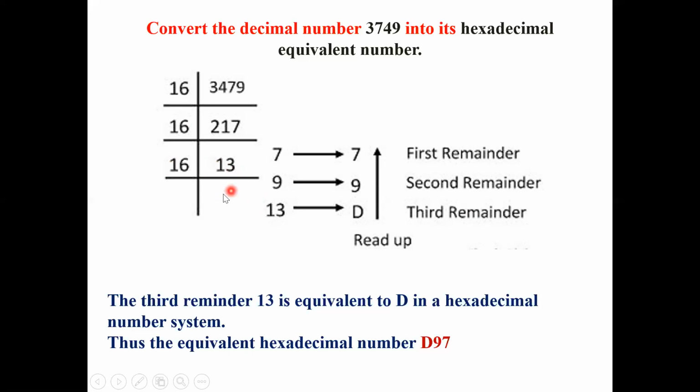So here you write down this step, write a 0 over here. The remainder then becomes 13. And then I read from bottom to top. Now I cannot write 13, because in hex we don't have 13; we have 0 to 9. The equivalent of 13 is D. 9 and 7 as it is. So it is D97. So the equivalent hexadecimal number will be D97. So the decimal number is 3749 and the hex equivalent is D97.